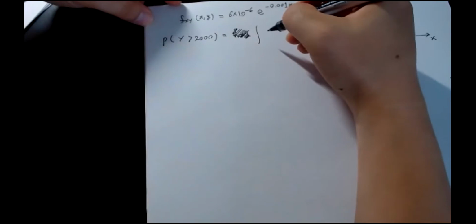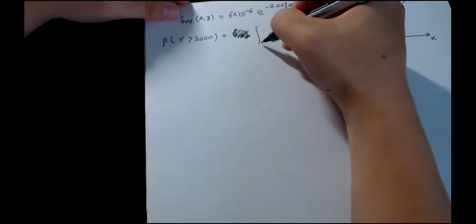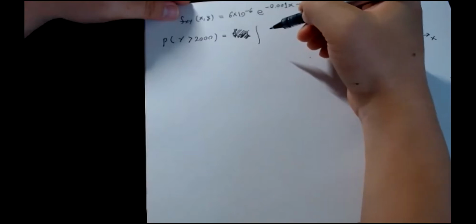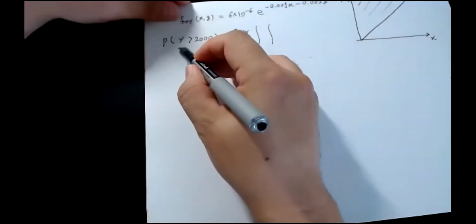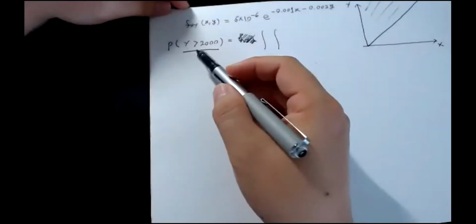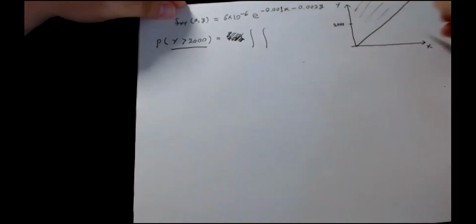Let me see. Give me a second. So we need to figure out the limits of integration for x and y, satisfying this: y is greater than 2,000. Let's say here's 2,000, right here.